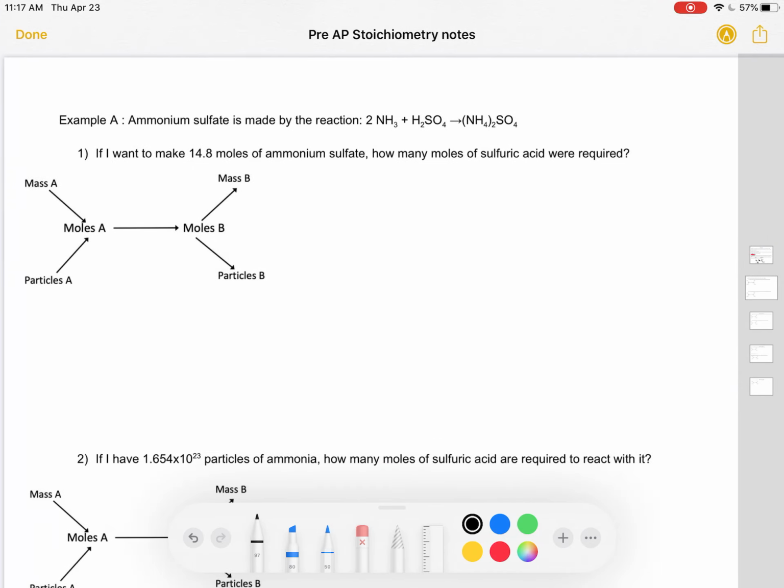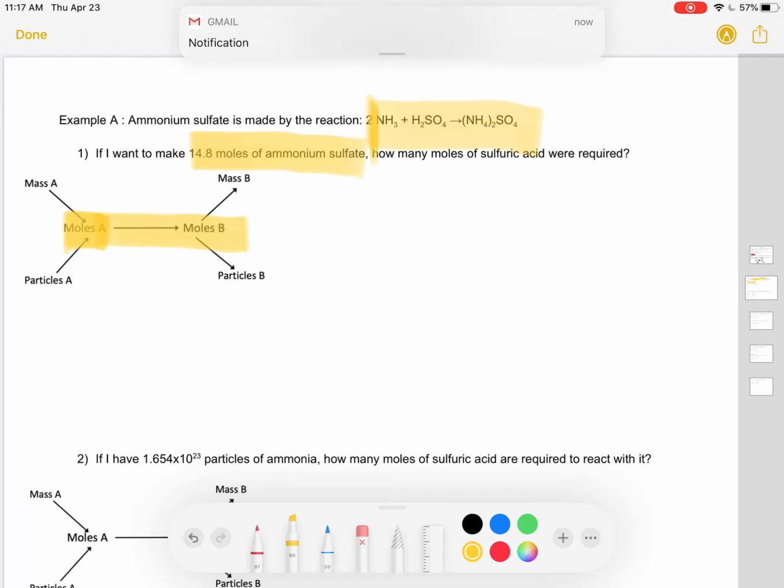Ammonium sulfate is made by this reaction here. 2 ammonias, 1 sulfuric acid gives us 1 ammonium sulfate. So if I want to make 14.8 moles of ammonium sulfate, how many moles of sulfuric acid were required? So we're starting with moles of ammonium sulfate. That's what we're given. And we want to get to moles of sulfuric acid. And that's as far as we want to go. Okay, so let's take a look.